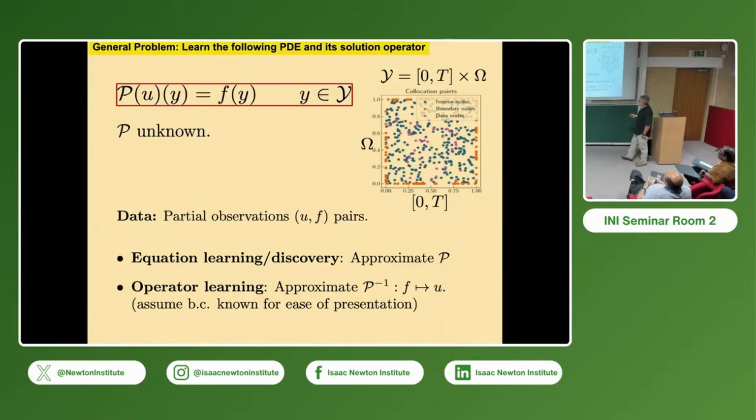The data is going to come in the form of partial observation of source-solution pairs. And we're going to be interested in two problems. One is known as equation learning or discovery, which is to approximate the functional form of the PDE. The other one, which is becoming hot nowadays, is known as operator learning, and the problem is to approximate the solution operator associated with P, which is this map that is mapping the right-hand side to the solution. And here I'm going to assume the boundary condition to be known for ease of presentation, but if it's not known, you will have to learn it to be able to invert the operator. But learning it is the same as what I'm describing here.